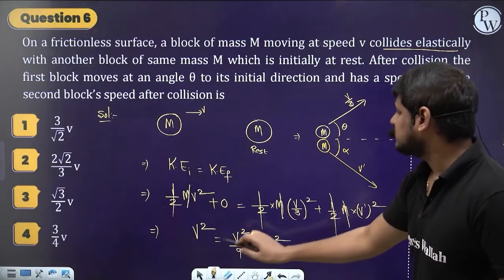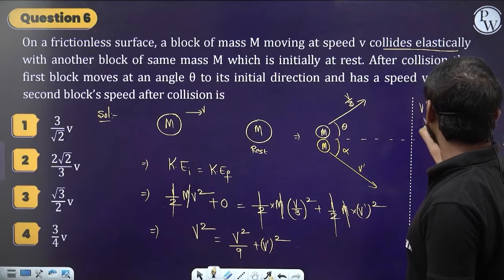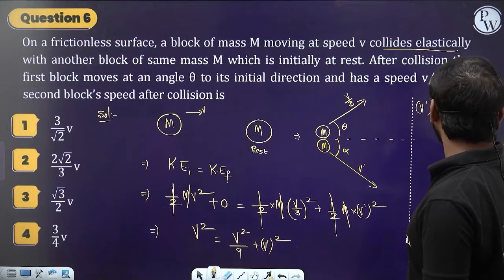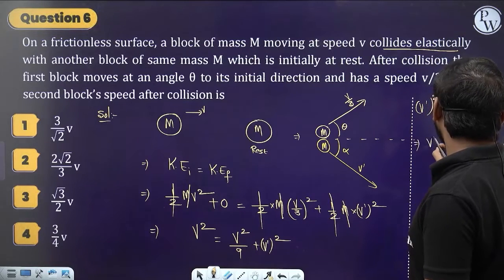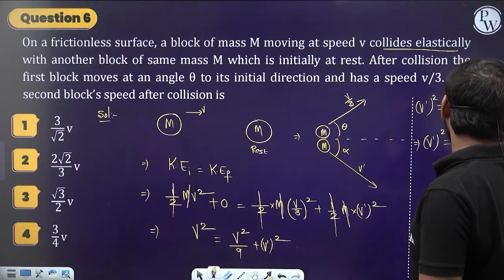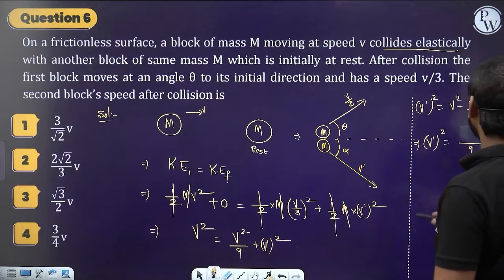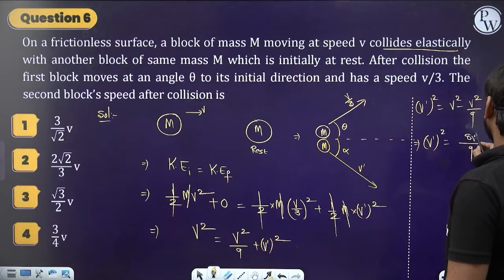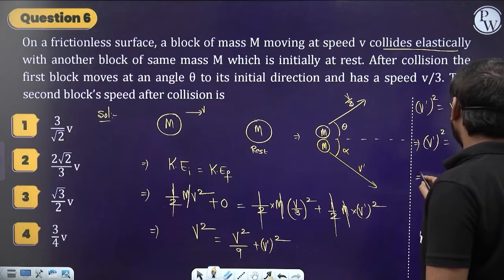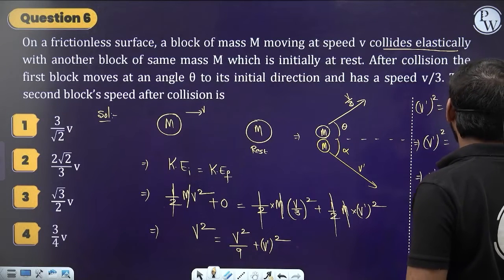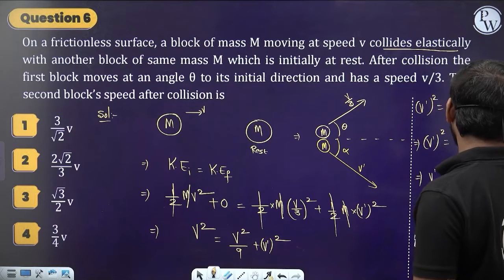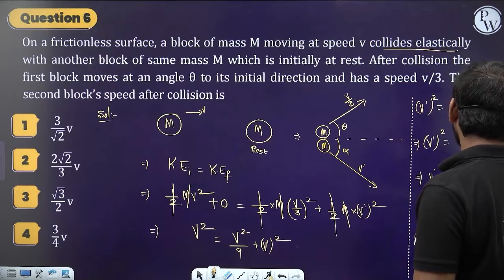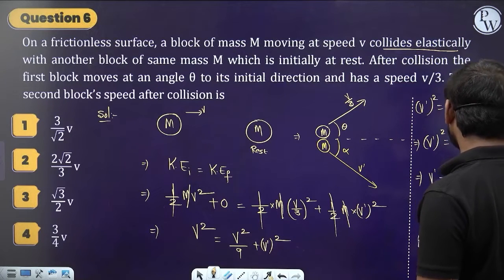So v dash square is equal to v square minus v square by 9. Here 9 is the LCM, so 9 minus 1, which is 8 v square, right? So from here v dash is equal to the square root of 8 v square by 9. So v comes out, and then 3 comes out, yes or no?